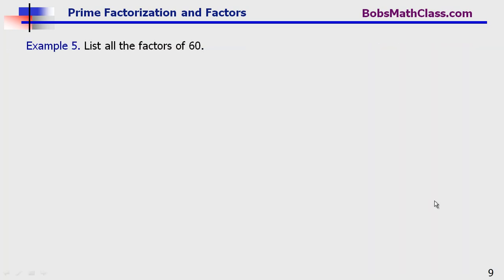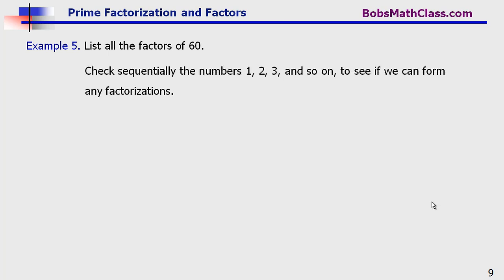Alright, let's do one more. List all the factors of 60. Again, let's start with 1 and then 2 and 3 and see if we can form any factorizations, any products. So we start with 60. There's 1 times 60. Again, you might want to pause and work on it and then click on play when you're ready to see the answer.